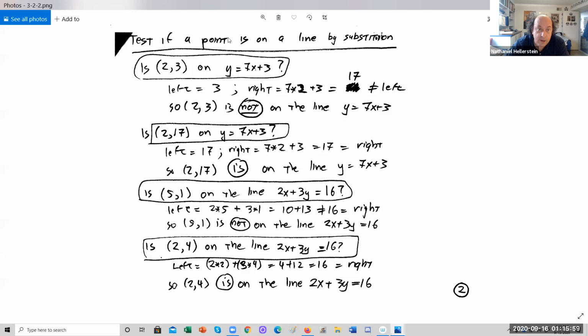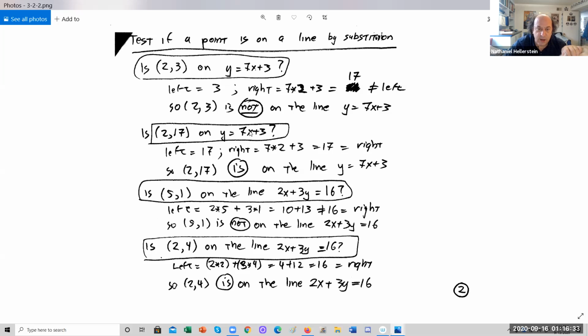Now you can test if a point given by coordinates is on a line given by a linear equation by substitution. For example, is (2, 3) on y equals 7x plus 3? Well, y is 3, so the left side is 3. The right side, you plug in 2 for x: 7 times 2 plus 3, that's 17, which is not 3. So this point is not on this line.